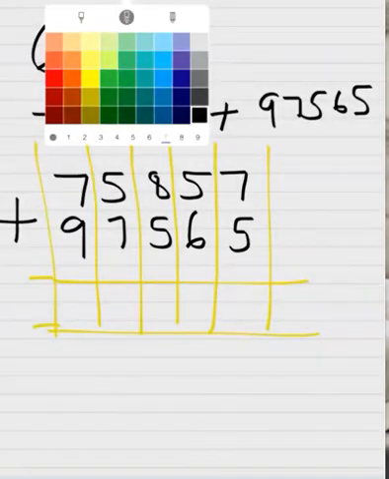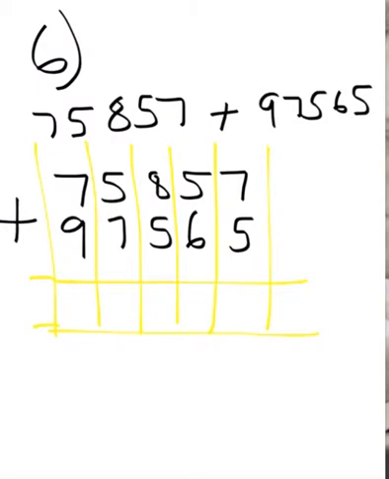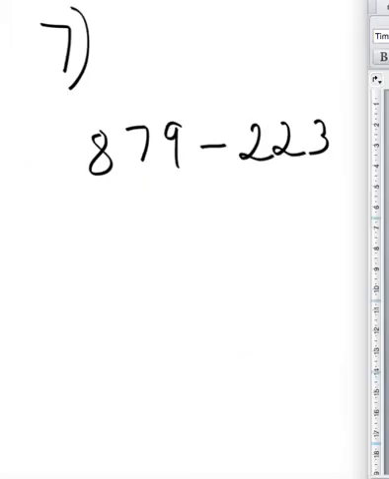So I'll change my color. All right, so 7 plus 5 is 12. Put the 2 down, carry the 1. We've got 1 plus 5 is 6, and 6 plus 6 is 12 as well. So we've got 2 there, carry the 1. 8 plus 1 is 9, and 9 plus 5 is 14. 5 plus 1 is 6, and 6 plus 7 is 13. Put the 3 down, carry the 1. 7 plus 1 is 8, and 8 plus 9 is 17. And we're done.